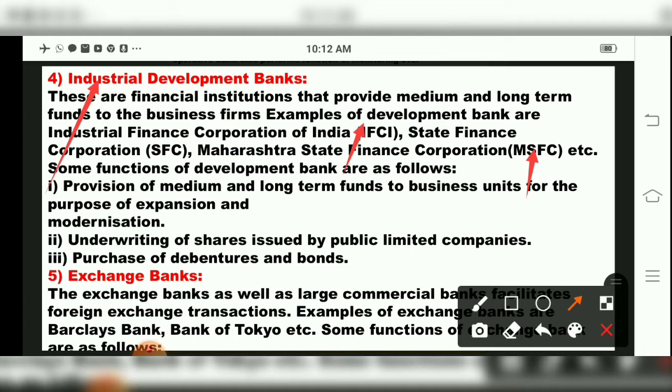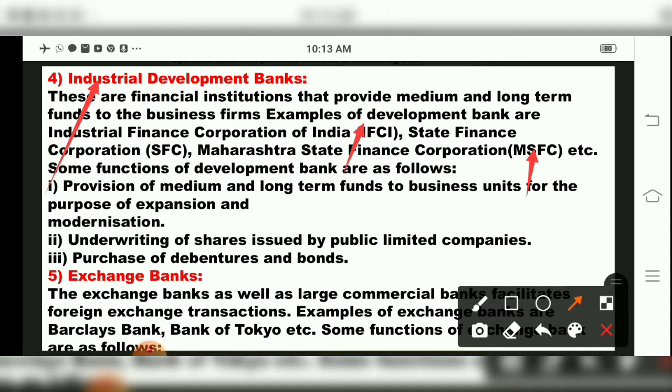Then the second one is underwriting of shares issued by public limited companies. Now see, children, industrial development banks, in the second function, work as underwriters also. Underwriting of shares issued by public limited companies. Now first of all, I will tell you the meaning of underwriter. Underwriters means the person who guarantees to repay the money back.